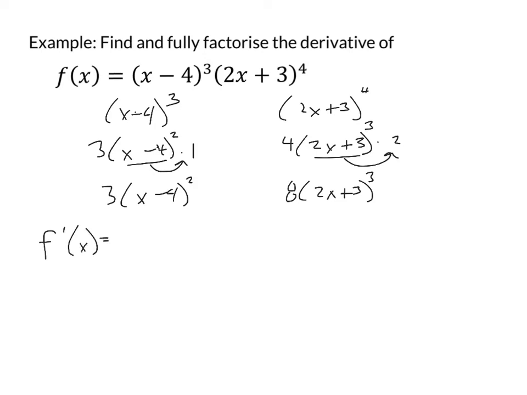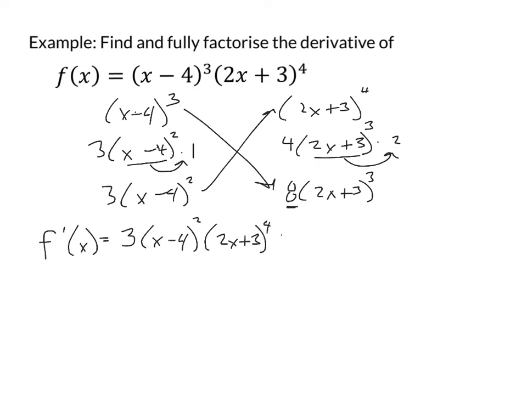Right? So now, to do our product rule, we just need to put these things together in the right order. I'm going to do the derivative of the first one times the second one, and then the first one times the derivative of the second one. When I do that, by the way, I'm going to put the 8 in the front right away just to sort of save a step on simplifying. So this derivative is going to be 3 times x minus 4 squared times 2x plus 3 to the fourth, and then plus, I'm going to do 8 from the second part, and then x minus 4 cubed times 2x plus 3 cubed. Now, that's the derivative, and this is acceptable, but the problem did say find and fully factorize, using our British spelling of factorize.